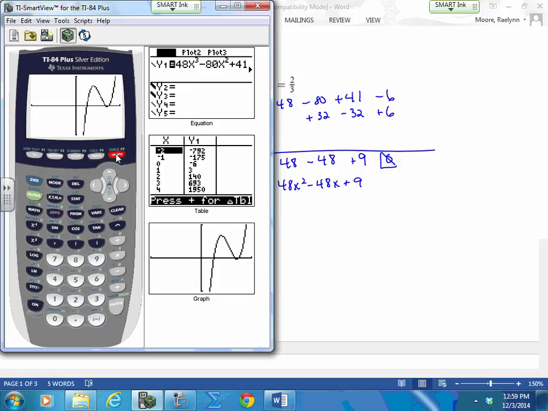Now, if I didn't give you any, you'd have to find one of these. So, excuse me, I've been talking so much all day. Second, trace. Let's do zeros. Let's find this guy right here, the left one. So it's already left bound at the 0. I'm going to move it to the right of this 0.